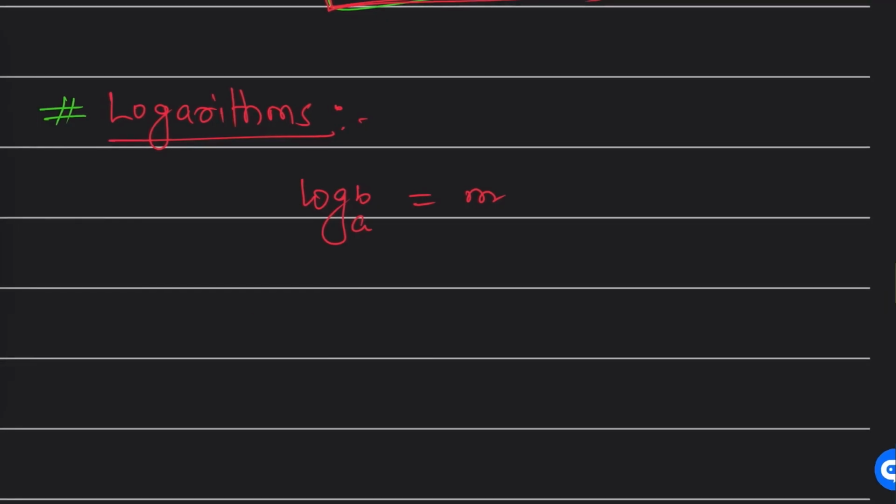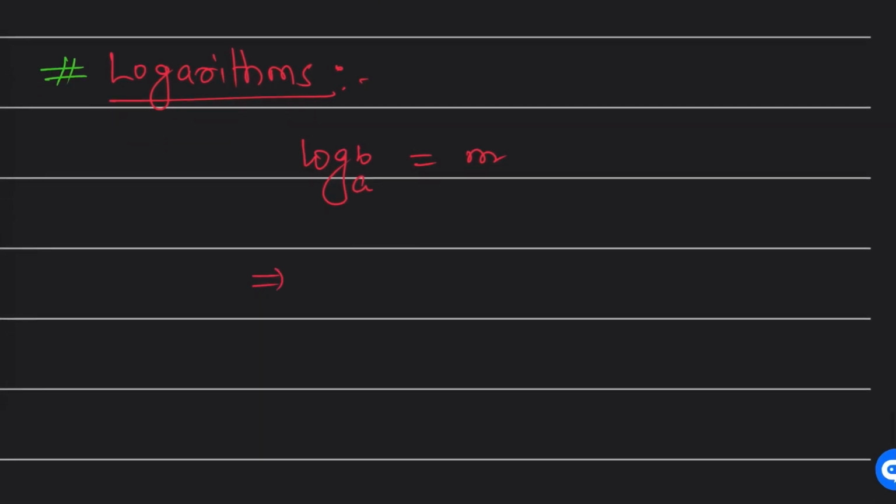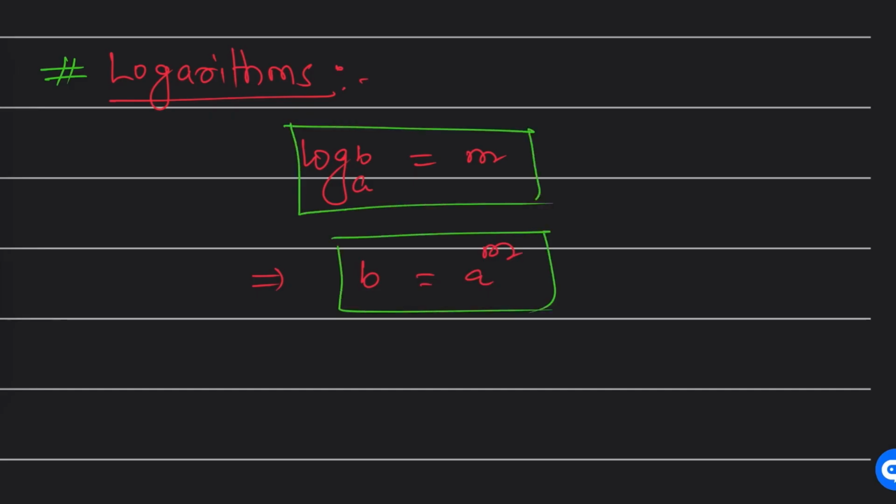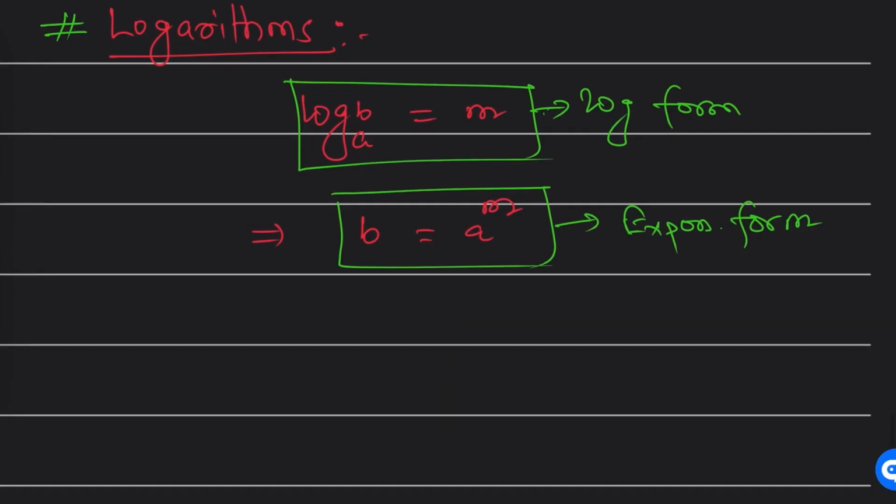Sir, can we convert from log to exponent? Yes. How, sir? b will be equal to a power m. This is the exponential form and this is the logarithm form. Sir, this is log form, this is exponent form, exponential form. Very important, from log to exponent, exponent to log, this is the conversion.